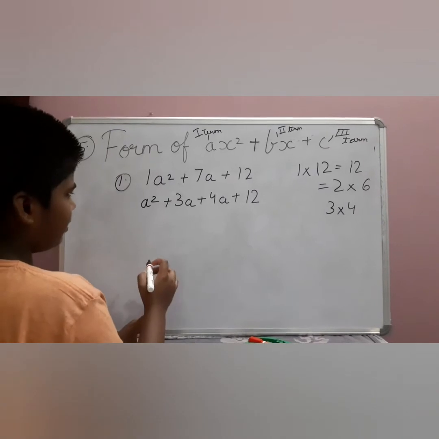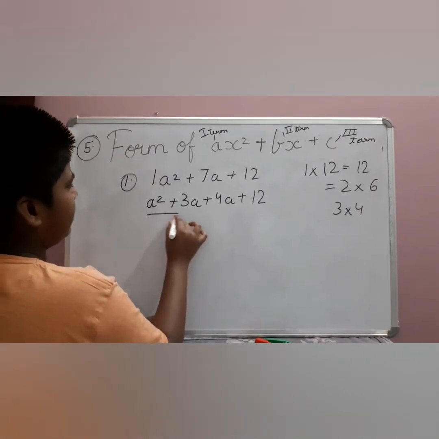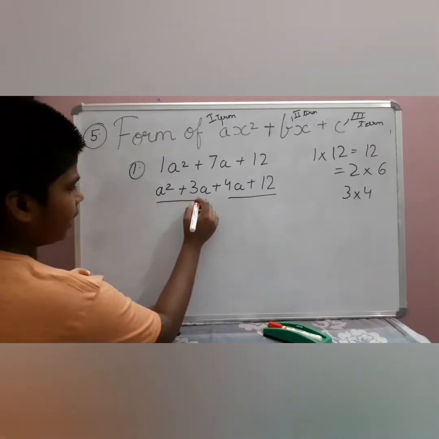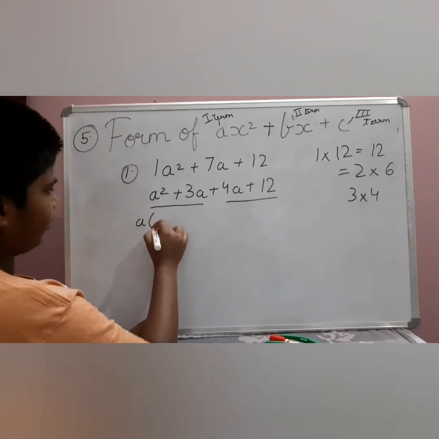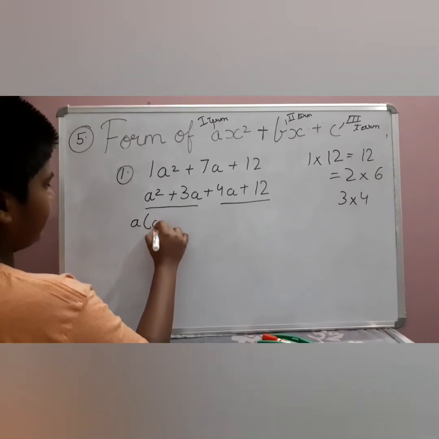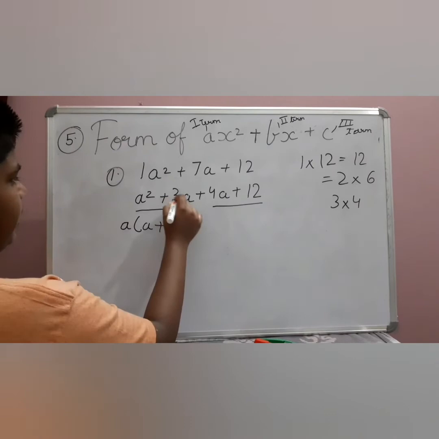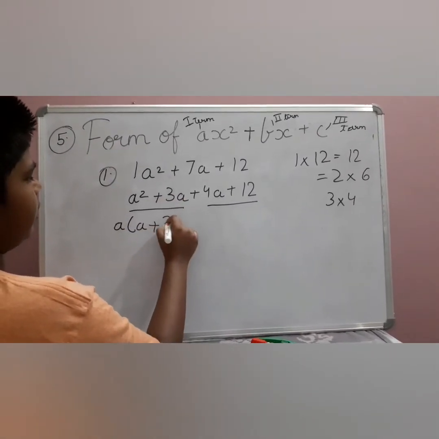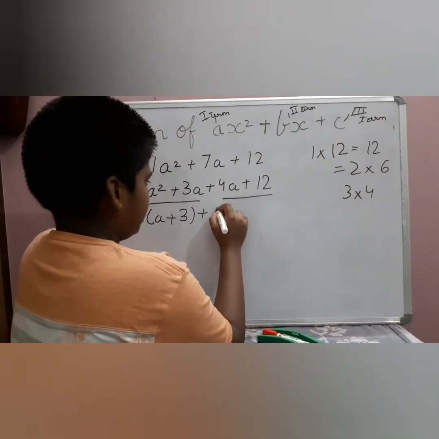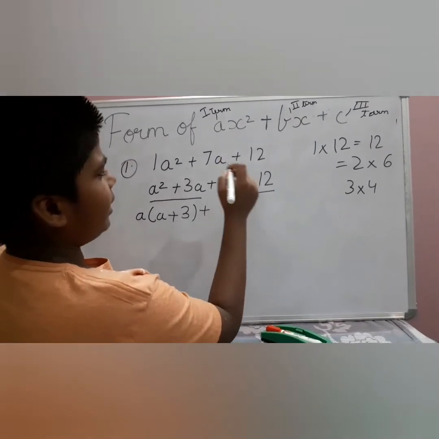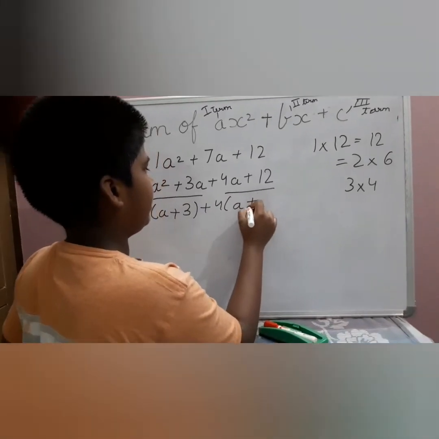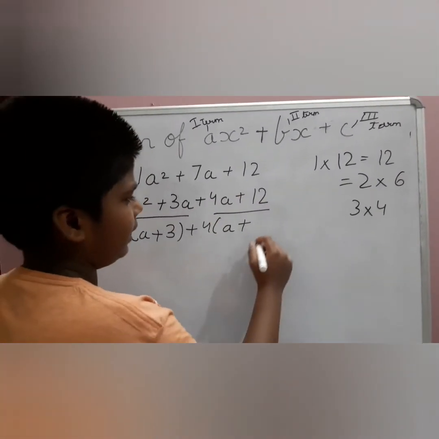Then we'll make pairs. If you carefully see, we can make pairs. This is one pair and this is another pair. In this pair, what can we take in common? A can be taken common. If we take A as common, what is left? Here A will be left, and here 3 will be left. Then in the second group, 4 can be taken common. Here A will be left, and if we divide 12 by 4, we get 3.